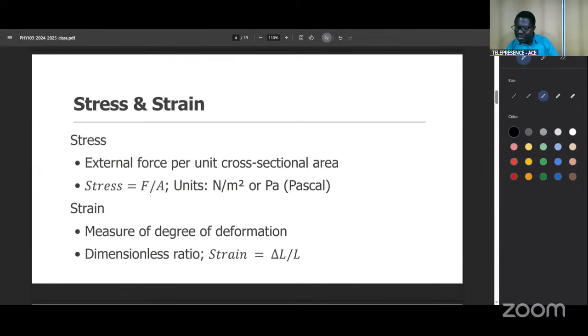Someone is asking, the length is what? The length is 10 centimeters, while the object was stressed by 0.2 centimeter.